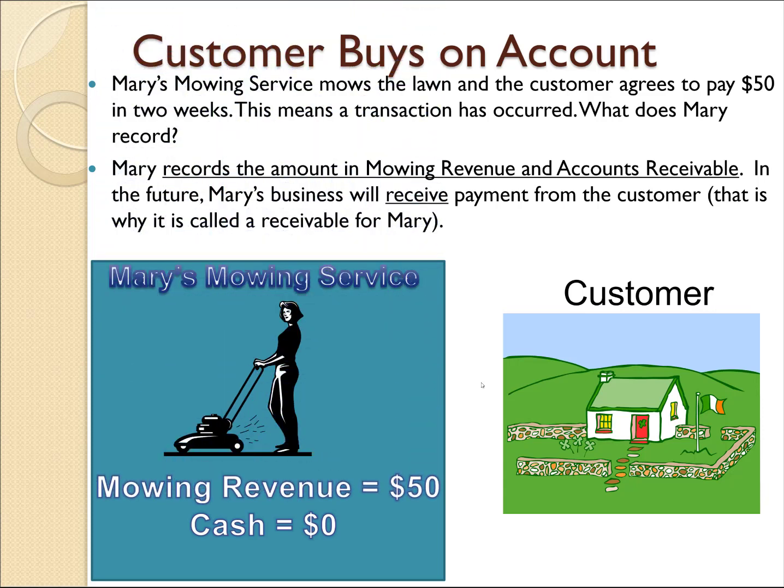So Mary would record mowing revenue of $50. Now we're just going to record the changes to the accounts in this informal manner over here on the lower left. And the other account is accounts receivable, AR. So mowing revenue increases by $50, and now her customer owes her $50 because this is a receivable. She's going to receive this in the future from the customer.